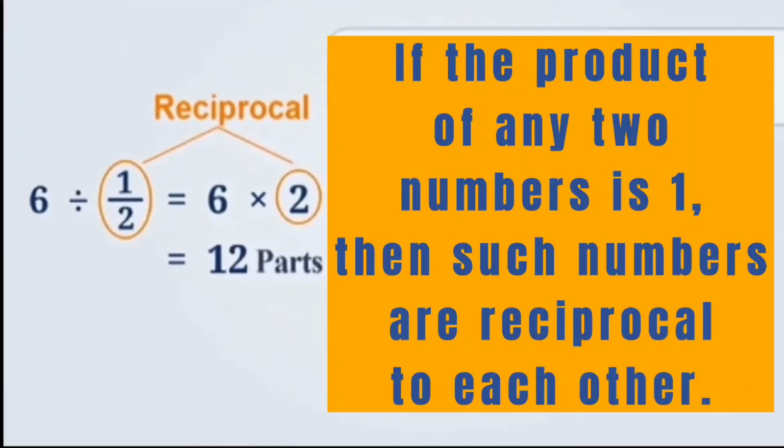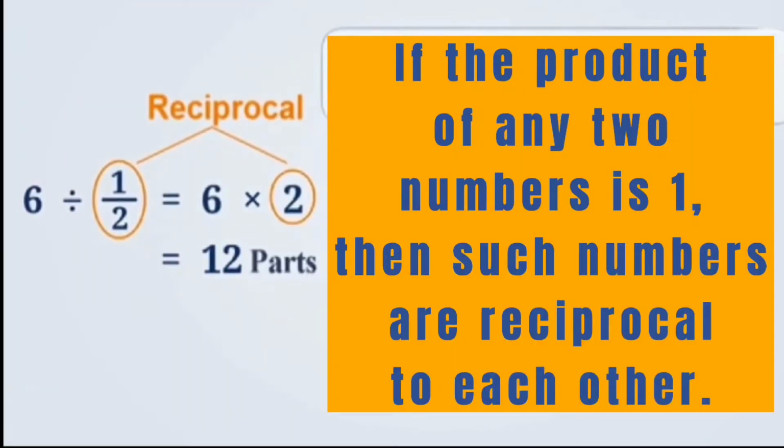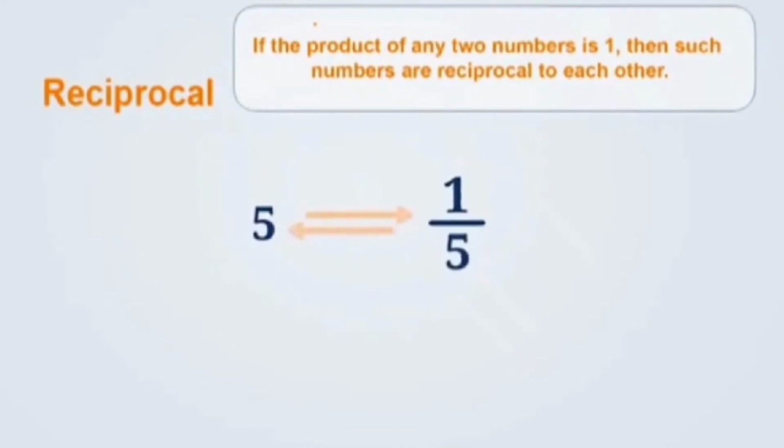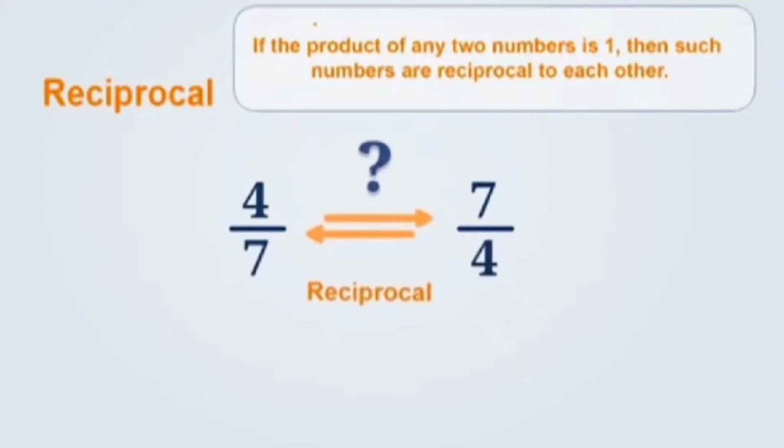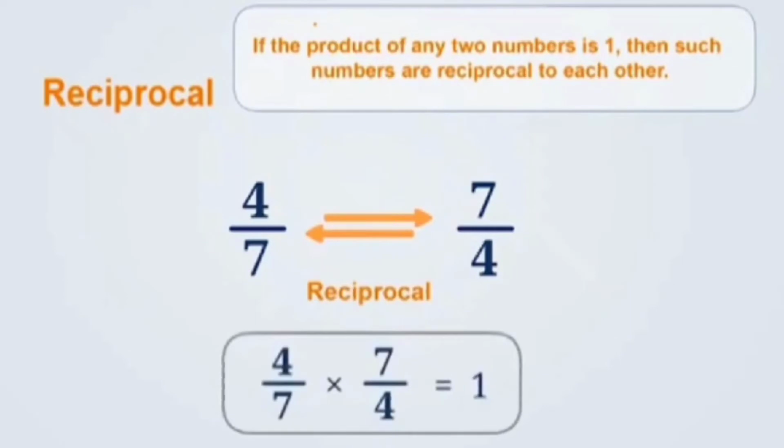If the product of any 2 numbers is 1, then such numbers are called reciprocals of each other. Similarly, 5 and 1 by 5 are reciprocals. Can you tell whether 4 by 7 and 7 by 4 are reciprocals or not? Think about it. Their product is 1, so they too are reciprocals of each other. By understanding reciprocals, we can divide fractions easily.